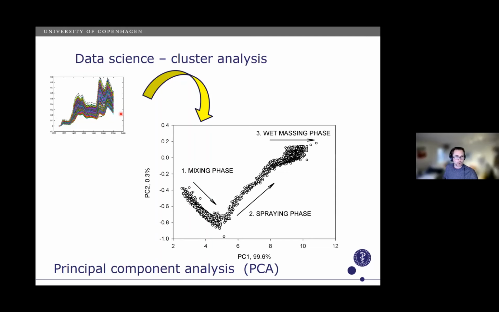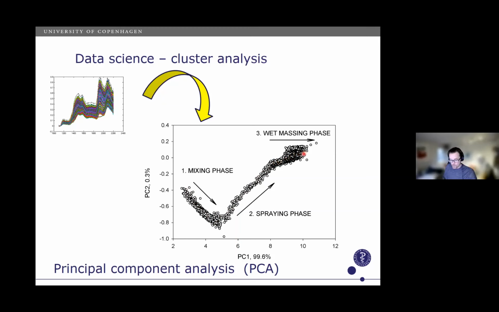So what we then do is project each spectrum here. One spectrum becomes a spherical symbol in this PCA space. And then we can follow the mixing of powder, then adding granulation liquid, and then the final wet massing phase in this more simple presentation.